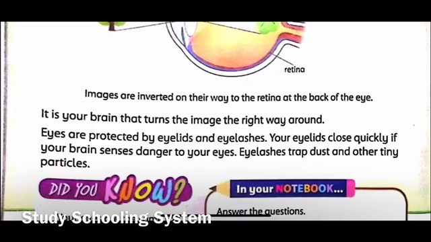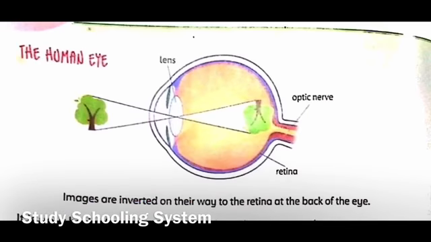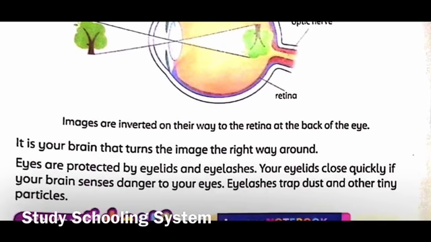Now let's look at this paragraph. It starts with, it is your brain that turns the image the right way around. Now how does your brain know what you're looking at? That is due to the optic nerve, because it's sending the information of what you are looking at to your brain. So the brain then turns the image the right way around so you can see the image properly.